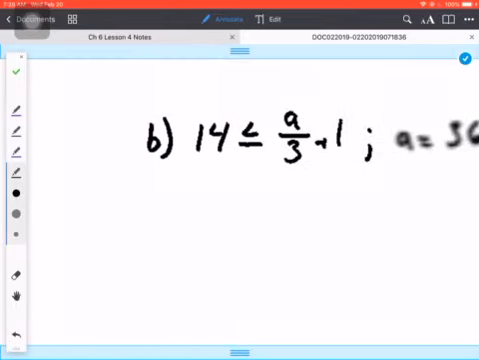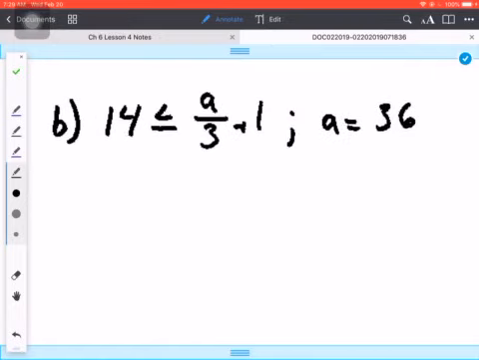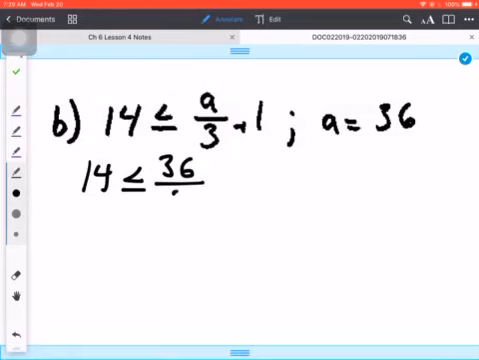Part B, same process. The only difference is we have a different looking inequality. On the left side is just the number. On the right side is going to be the expression we're going to want to evaluate. So I'm going to say 14 is less than or equal to. A is 36, so I'm going to substitute 36 in for A.